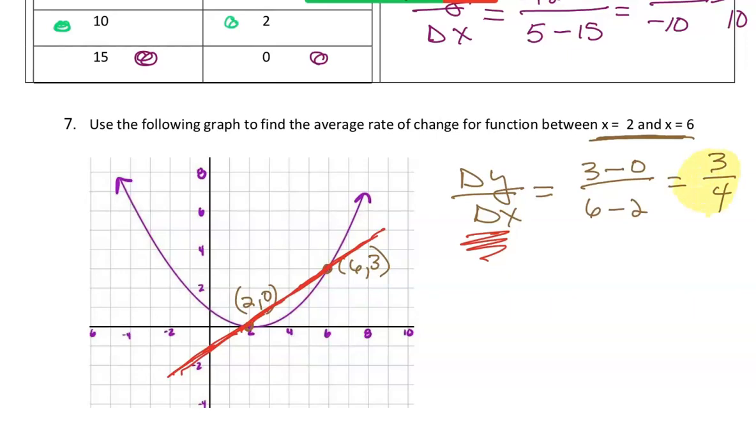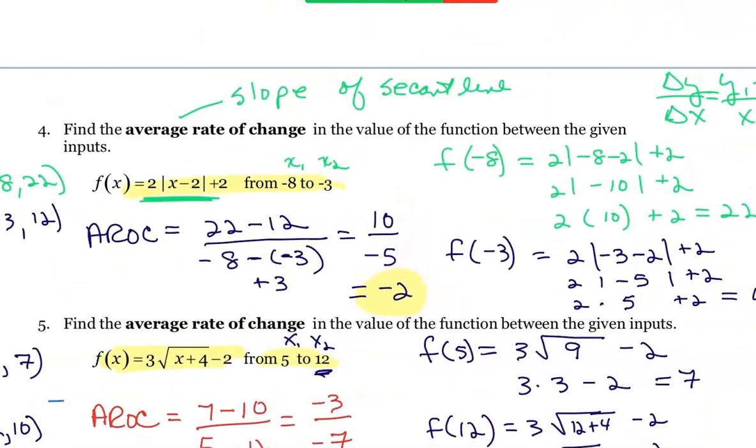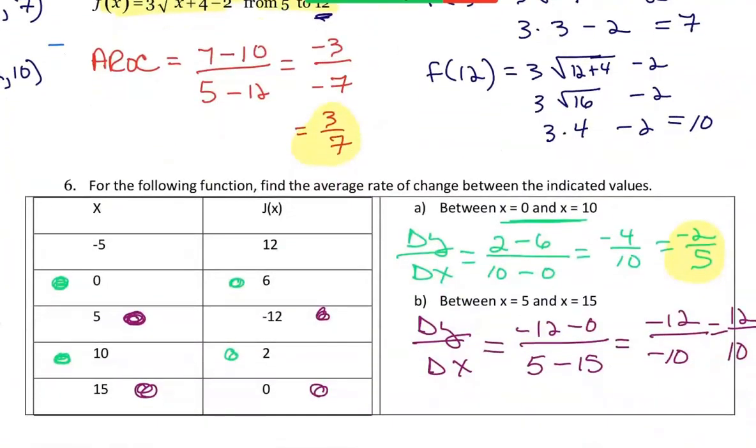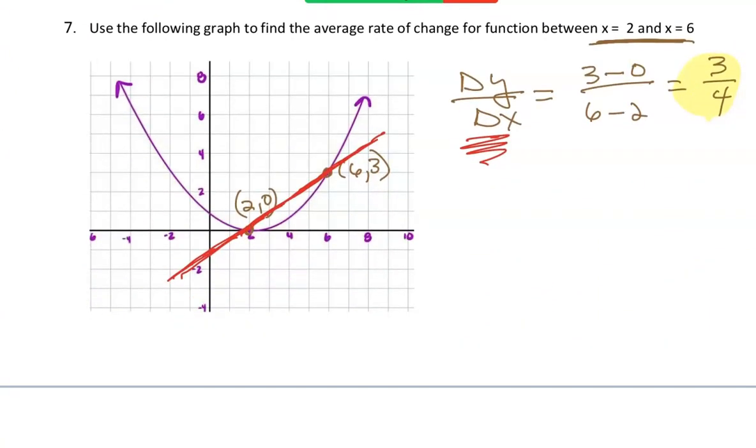So be comfortable getting average rate of change either from a formula, so that's the function formula, from a table, or from a graph. Okay, the graph allows you to write in the secant line, and that's what you're finding the slope of. So you may find that the easiest to understand.